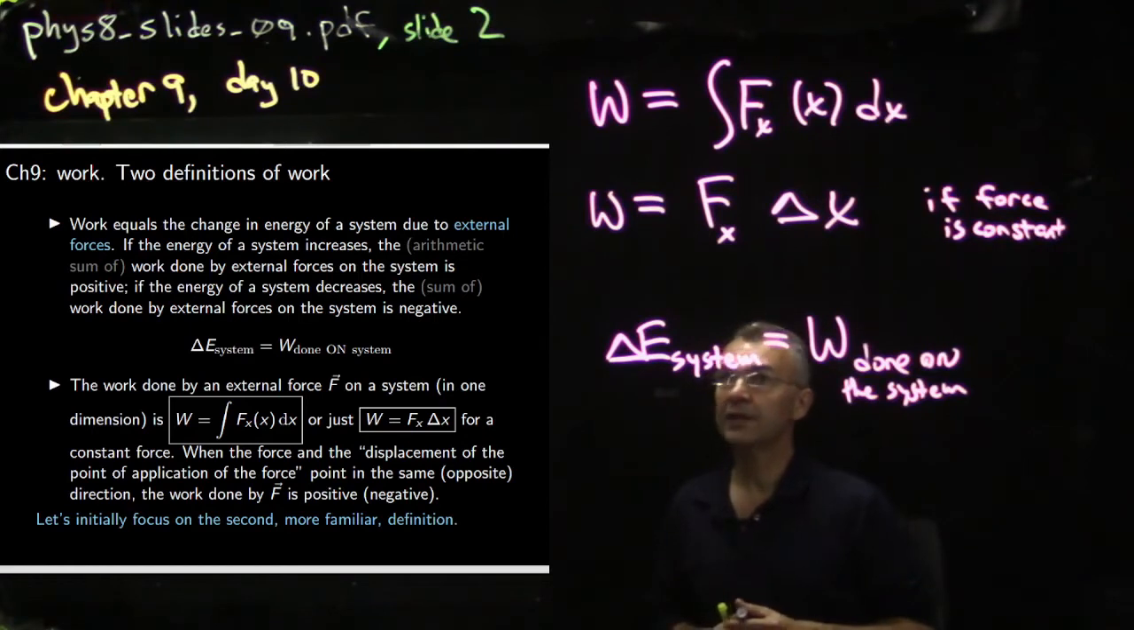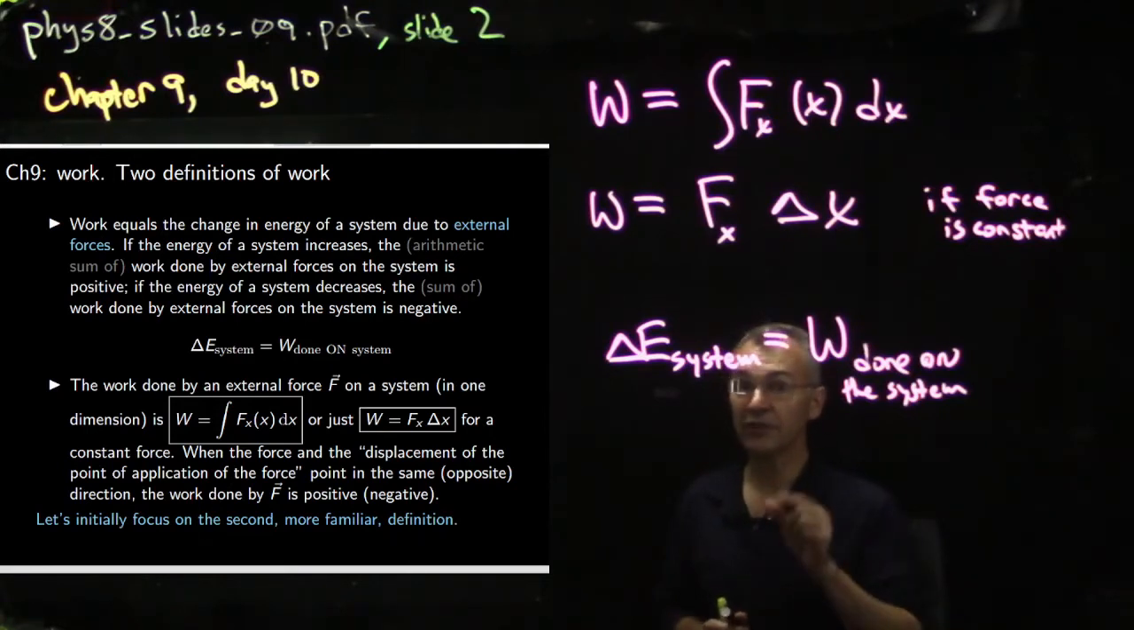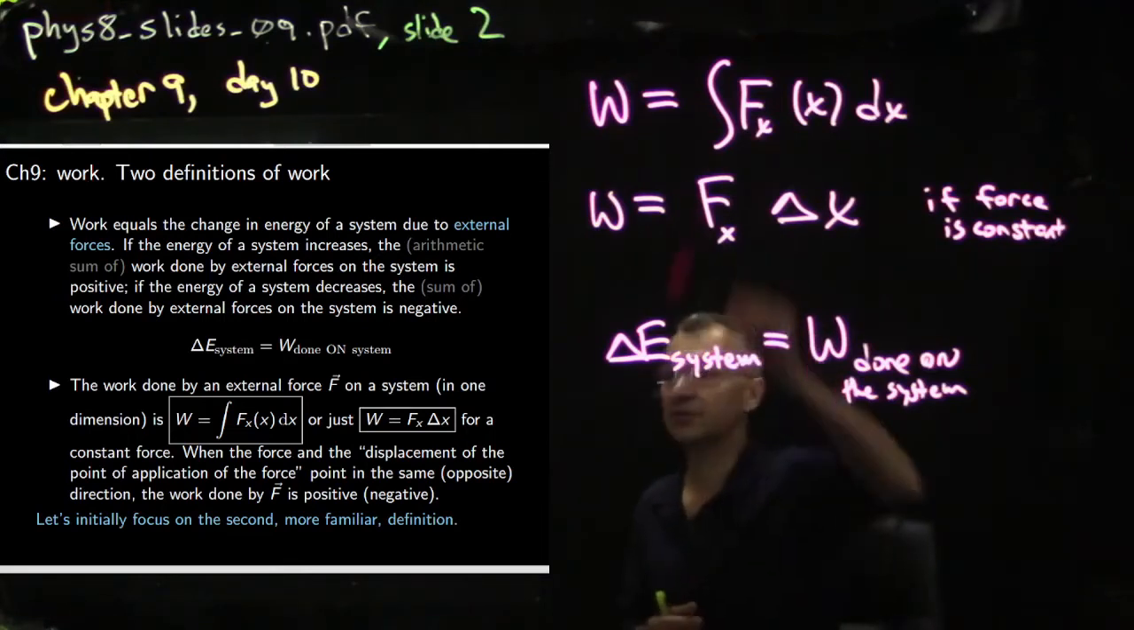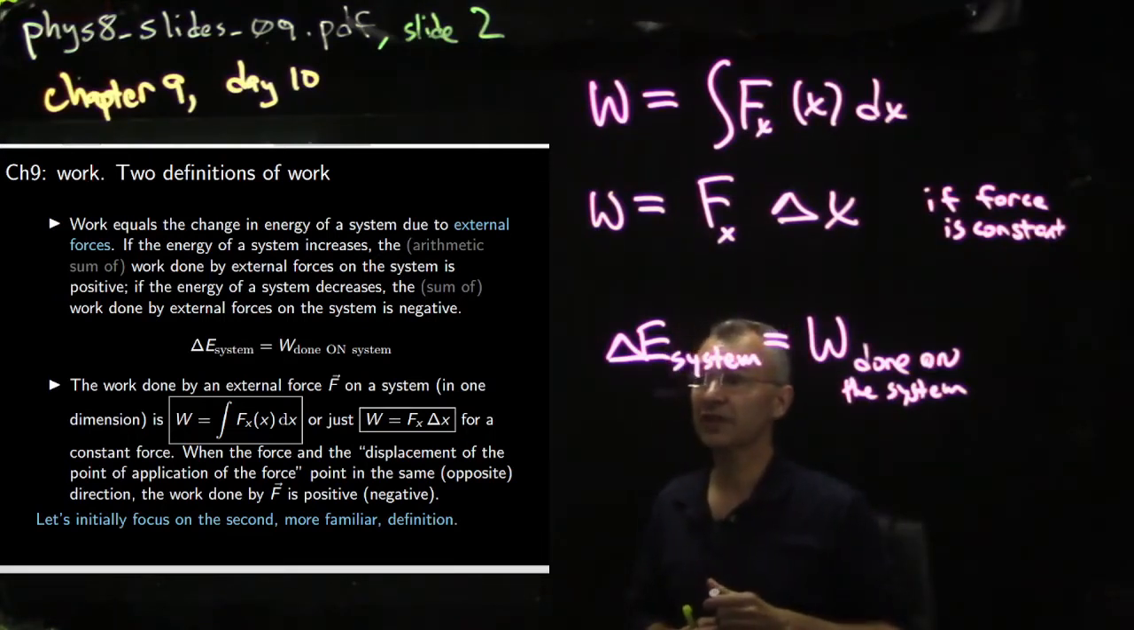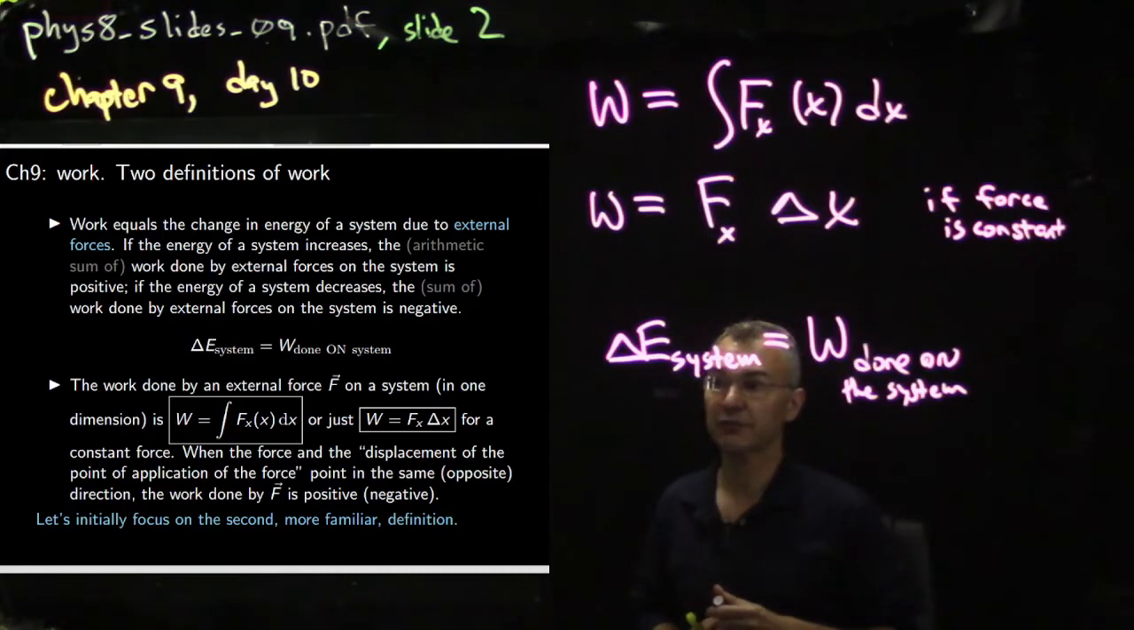When the force and the displacement of the point of application of the force point in the same direction, the work done by the force is positive. And when the force and the displacement of the point of application of the force point in opposite directions, the work done by the force is negative. This is probably most easily shown by examples.